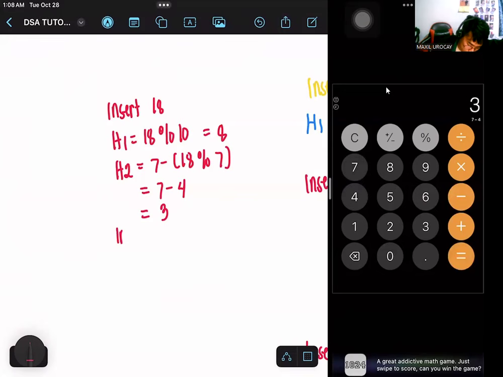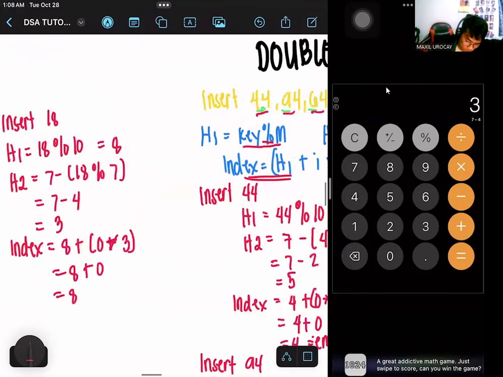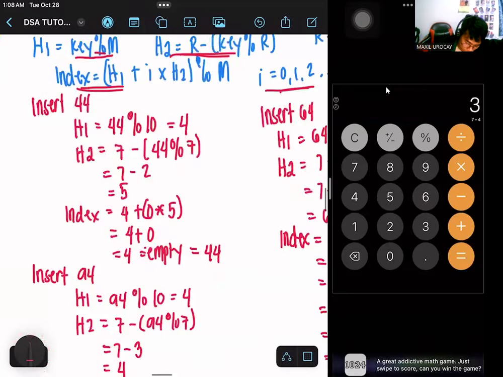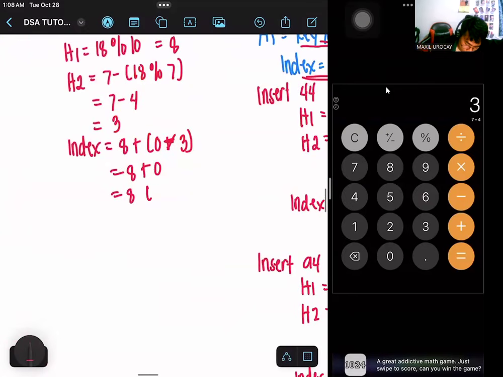Pertaining to the index, we will go ahead with hash 1, 8 plus 0 times 3. So it will become 8 plus 0 and equals 8. So checking index number 8. So index number 8 is allocated already. So taken. Now, what we're going to do, 8 plus 1 times 3. So therefore, it will become 8 plus 3, that is 11.